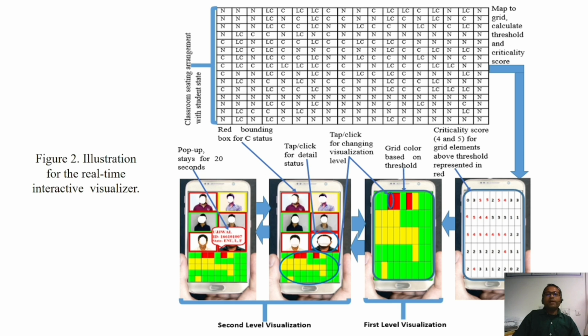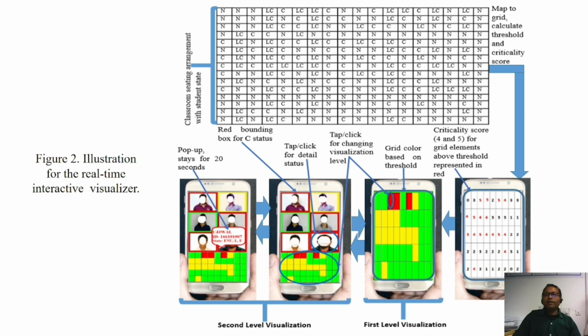The figure illustrates the real-time interactive visualizer. The classroom matrix is based on the organization of the classroom. C, LC, and N are the states of the students with their location in the classroom. This classroom organization is mapped into grid elements using the grid generation algorithm. The threshold calculator algorithm calculates the threshold based on the criticality. The red color numbers show the critical values above the threshold. The top 3 grids are highlighted using red color, the remaining are colored yellow, and normal grids are colored green.